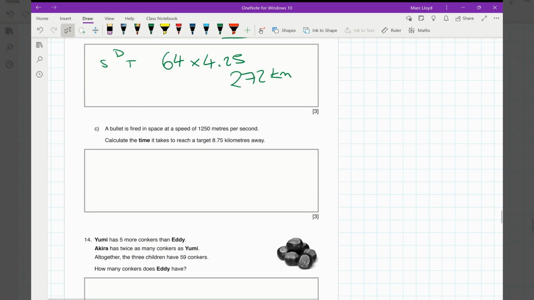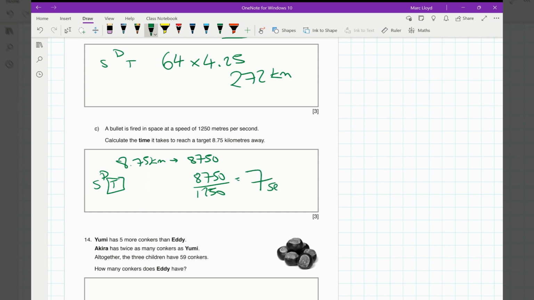All right, question C. Quite a cool one, this. So a bullet is fired in space at a speed of 1250 metres per second. Because it's been fired into space, there's nothing that's going to stop it from decelerating. It's not going to change from its speed. Calculate the time it takes to reach a target 8.75 kilometres away, which means I need to turn that into metres, which is 8,750. We're looking for time, which means that it's distance divided by speed. So 8750 divided by 1250 gives us 7, and that'll be 7 seconds.